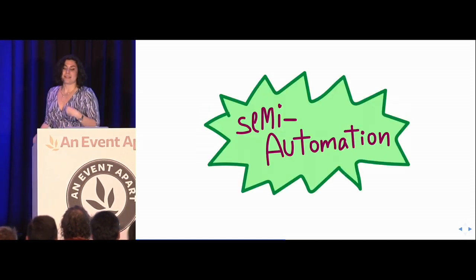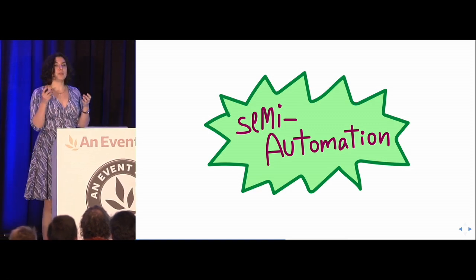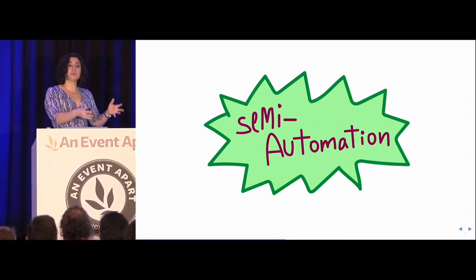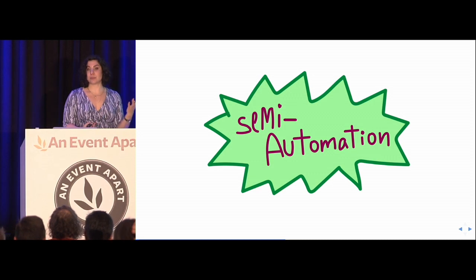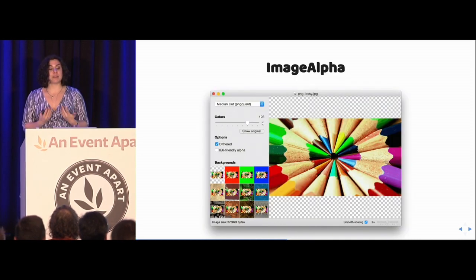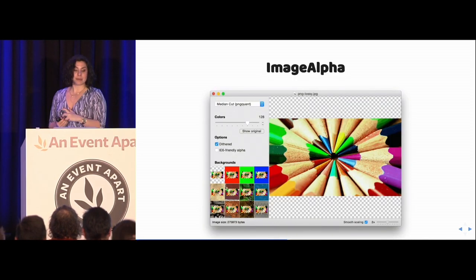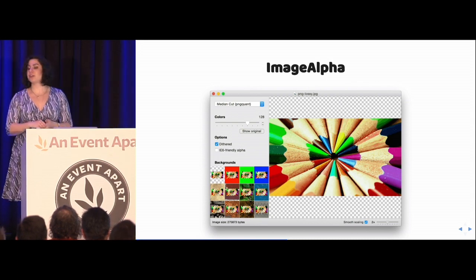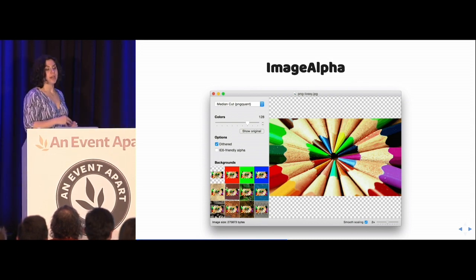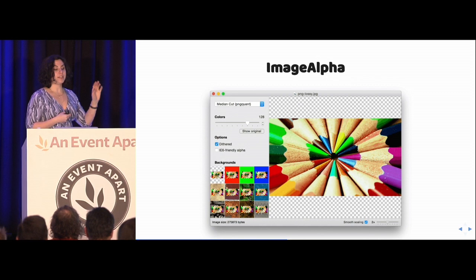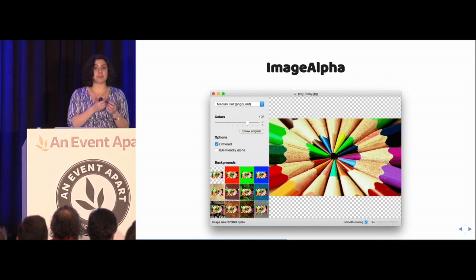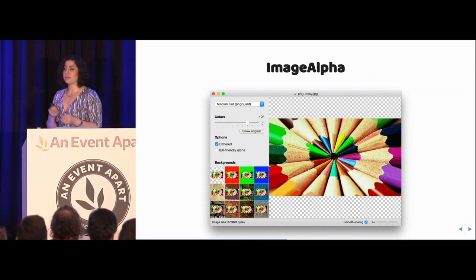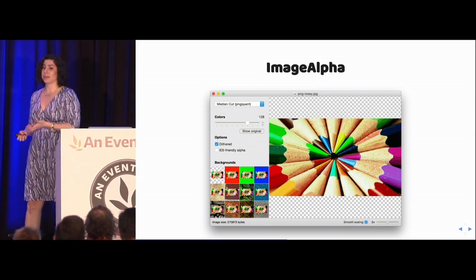So the next thing I want to talk about is semi-automation. You have to have a little bit of impact here, but the tools are doing most of the work for you. And there are three tools that I want to mention. The first is ImageAlpha. This allows you to pull in images, like this example of a JPEG. You can also pull in GIFs or PNGs, set different background colors, change the number of colors that you're sending out, and visually see the differences. So it does have a little bit of manual user input in there.